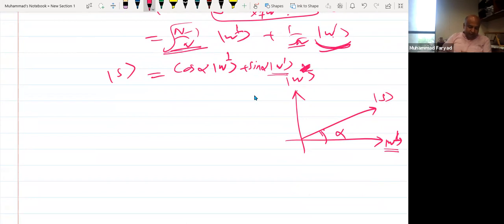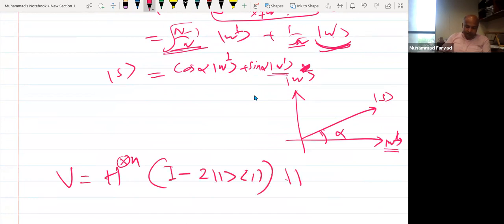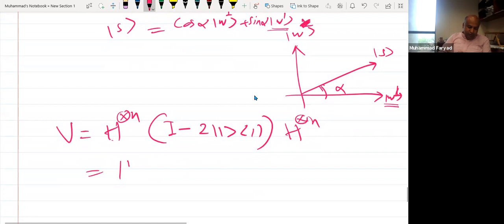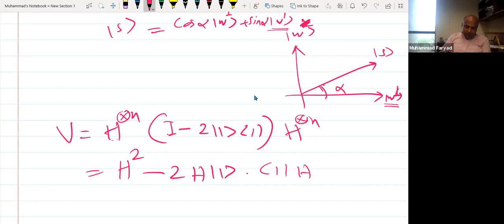So I have this diffuser, NMR, I minus 2, 1, 1, NMR, and again, this becomes Hadamard squared minus 2, Hadamard on 1, and Hadamard on. This tensor n doesn't matter whether you write it or not, if you remember that this is the state. So this is identity, and this is still the S state. So this becomes minus 2 S, S.